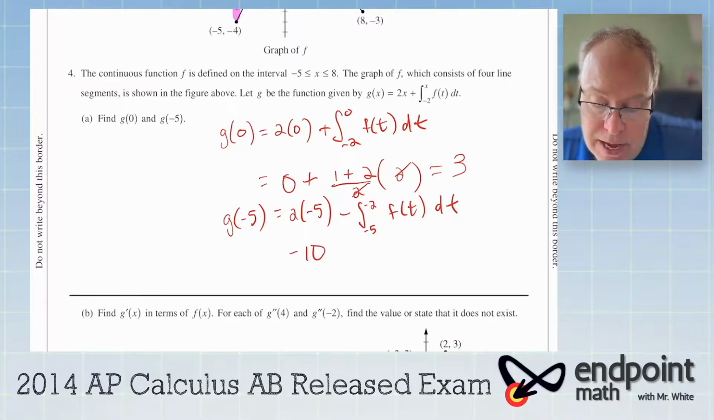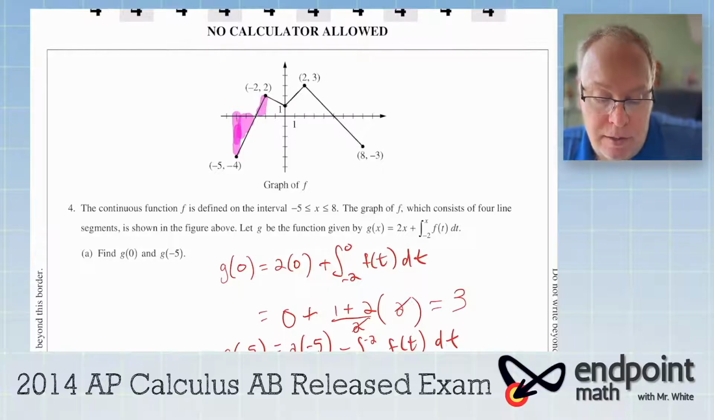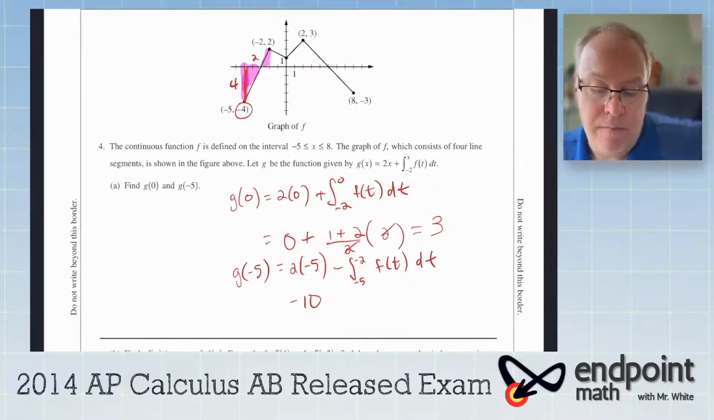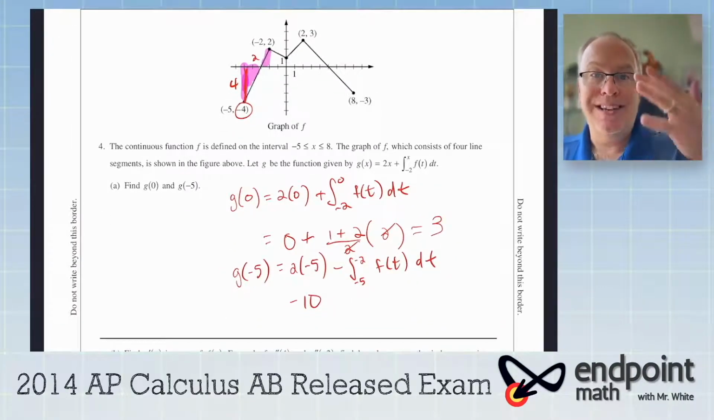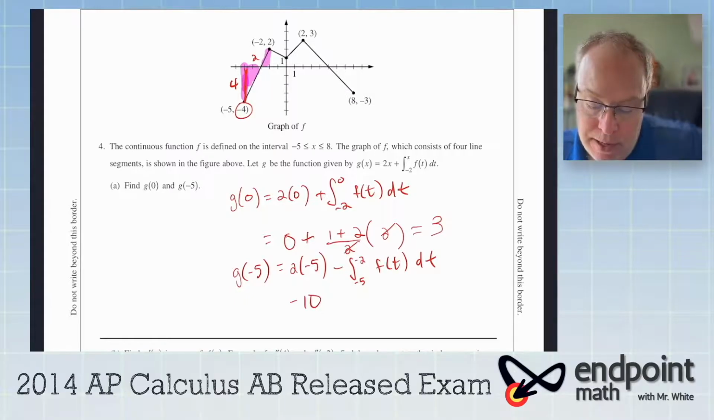So we have -10. All right, we have to find the area of this. How tall is that? That is 4 by 2. So that's got an area of 4. But remember, it's under the x-axis, so it would actually be -4.